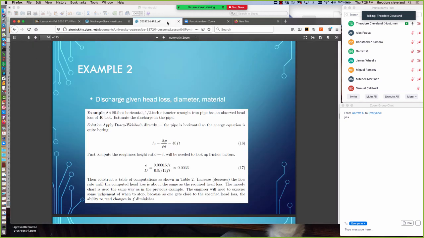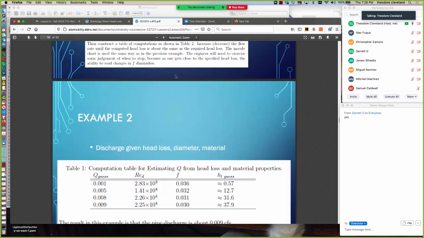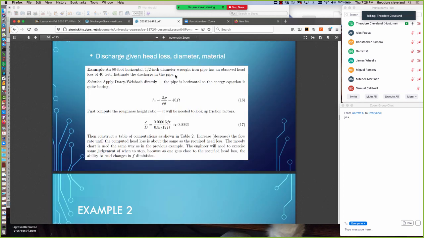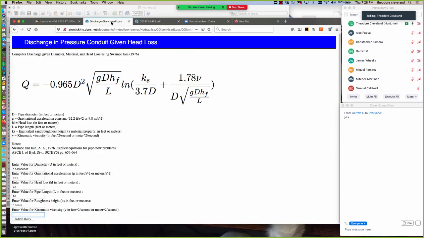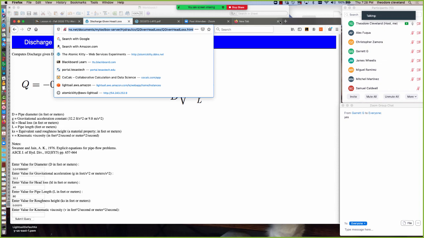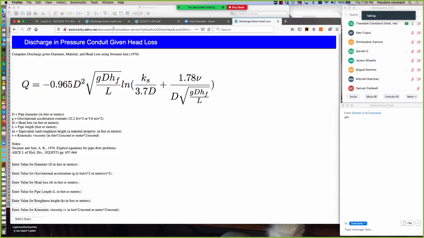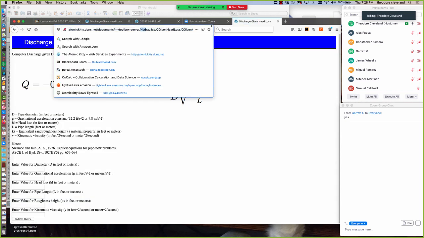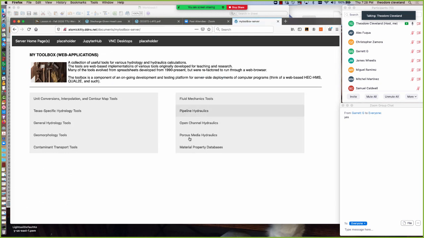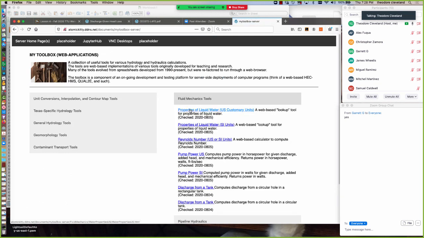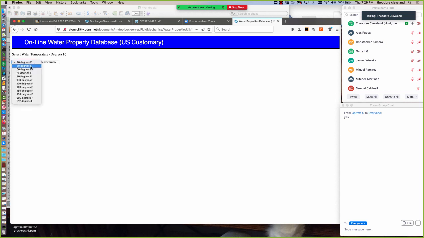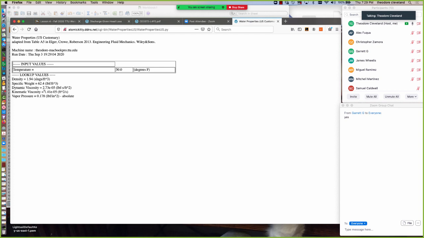And the kinematic viscosity, I hope that's here somewhere, otherwise I'm going to have to do it from memory. I can create a new tab. We'll go to the same tool and have a fluid mechanics tool, properties of water, assume it's at 50 degrees Fahrenheit. Our kinematic viscosity is 1.41 times 10 to the minus fifth.